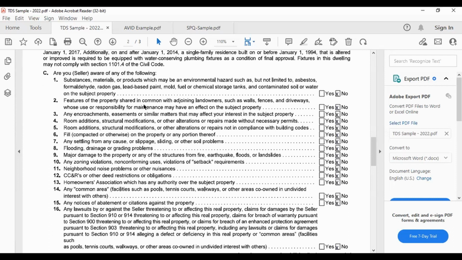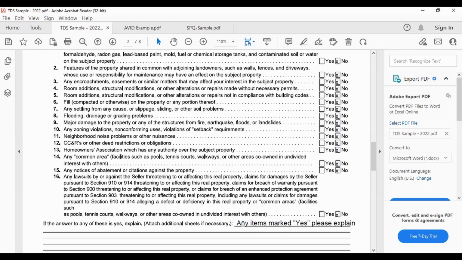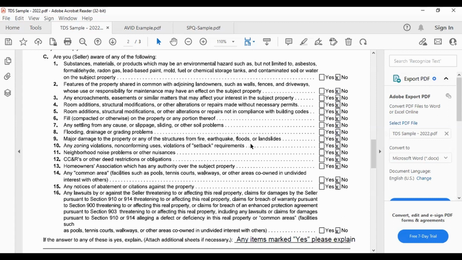Okay, so let's see some of the other questions that it does ask. Features of the property shared in common with adjoining landowners, such as walls, fences. Honestly, unless you live in a rural area where you're not bordering anybody, but even in a rural area, there's maybe a home somewhere, and a lot of the time there's some kind of gate. Most of the time it would be appropriate to check yes and then just explain why. Common fence or something. Most metropolitan homes obviously have fences shared most of the time, not always, but most of the time, sometimes shared driveways and things like that.